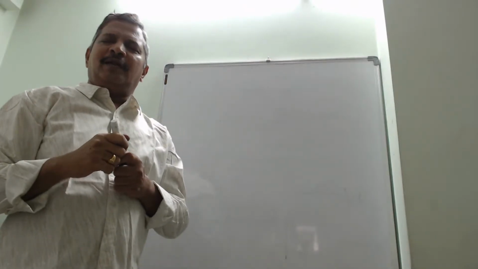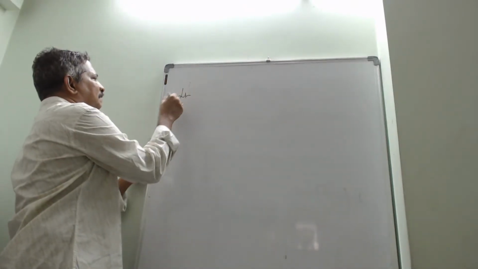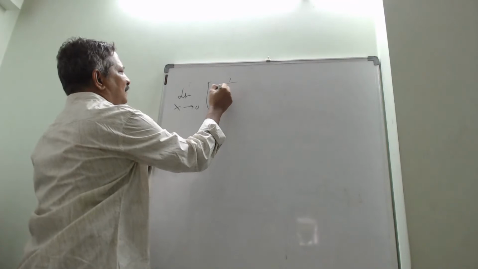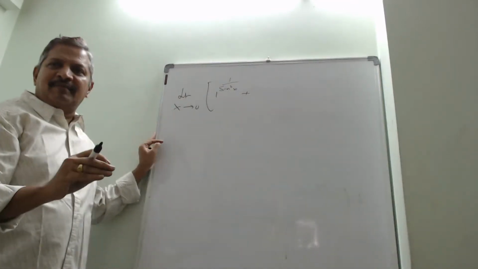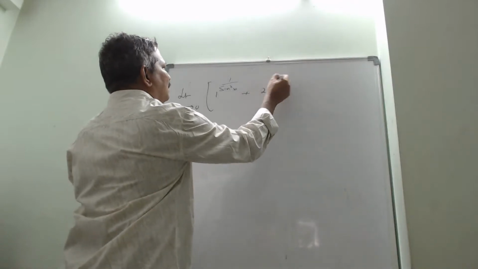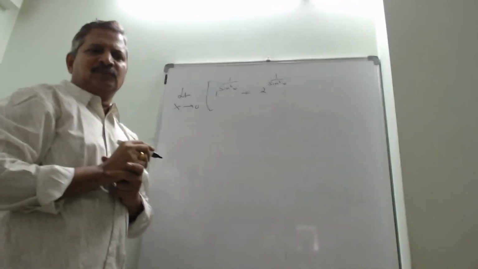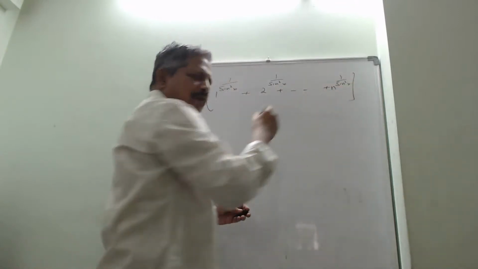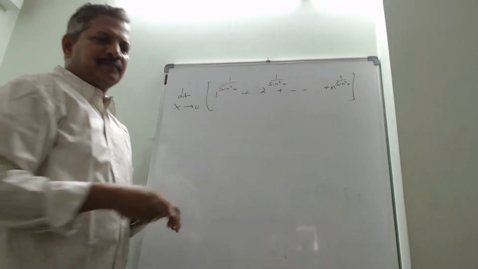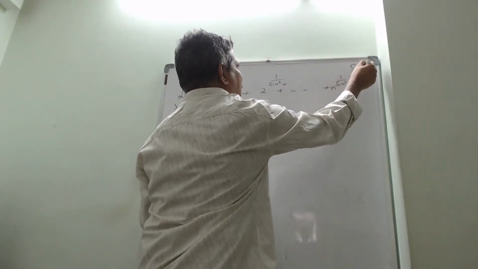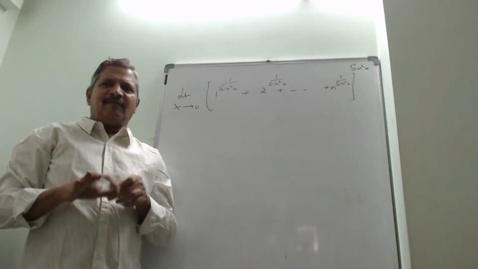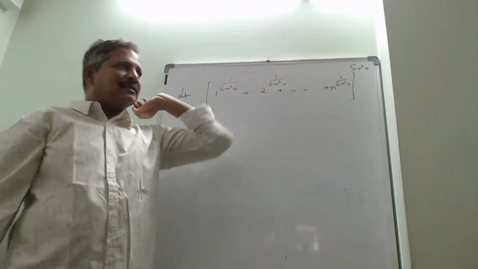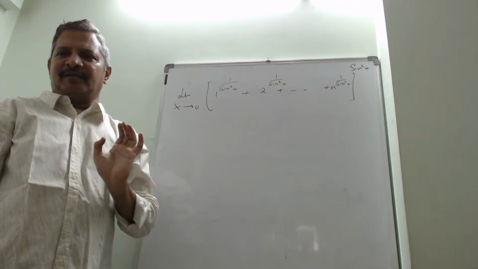Another typical problem, a very lengthy problem also. Limit x tends to 0, bigger terms are there: 1 power 1 by sin square x, 2 power 1 by sin square x, and so on, n power 1 by sin square x, whole power sin square x. A different type of problem. So what is that? 1 power 1 by sin square, 2 power 1 by sin square, and so on, n power 1 by sin square, when x tends to 0.